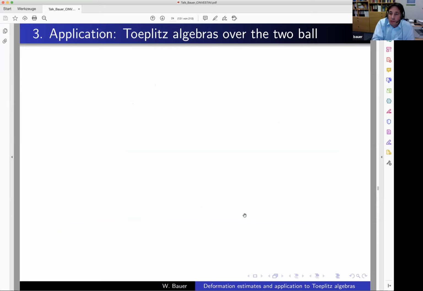Okay, so in the last, how much time do I have? 15 minutes maybe. I can explain another application of the quantization result, which comes from the approximation, now to the topic of Toeplitz algebras over the unit ball. And here I want to keep things as simple as possible, only to look at the 2-dimensional ball. But many things generalize to higher dimensions.